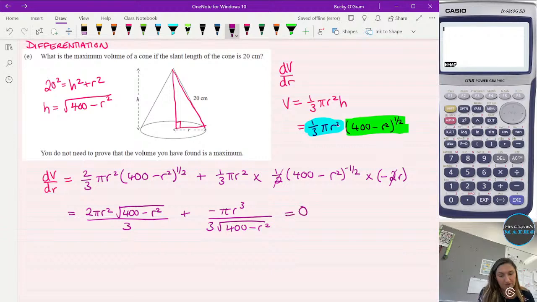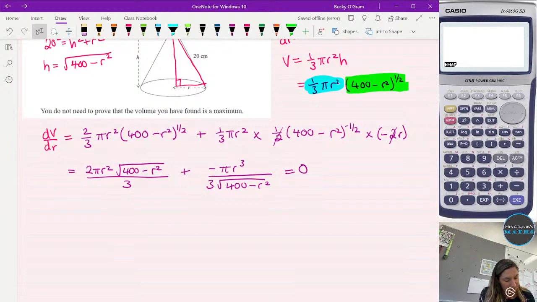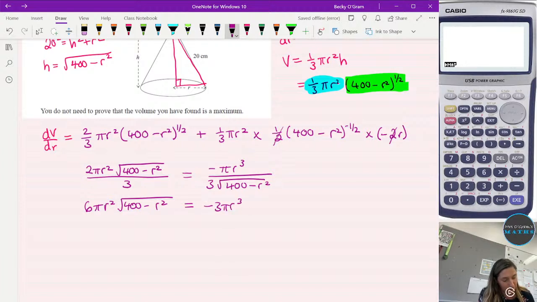We're going to set that equal to 0 to be able to find the maximum. So what that means is if I take this negative, bring it over here, it'll become a positive. So we'll be solving to find these two things equal to each other. I'm going to bring the denominators up and over to the other side and multiply them. So we'll end up with 6 pi r squared times 400 minus r squared is equal to minus 3 pi r cubed.